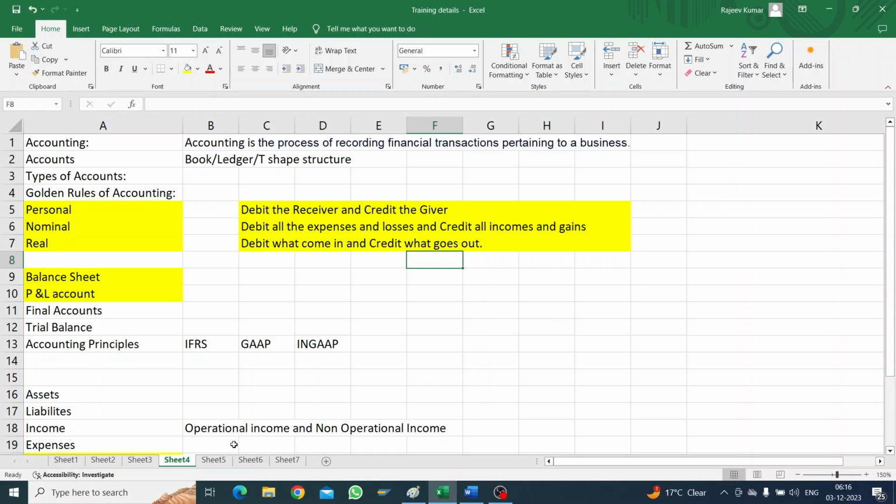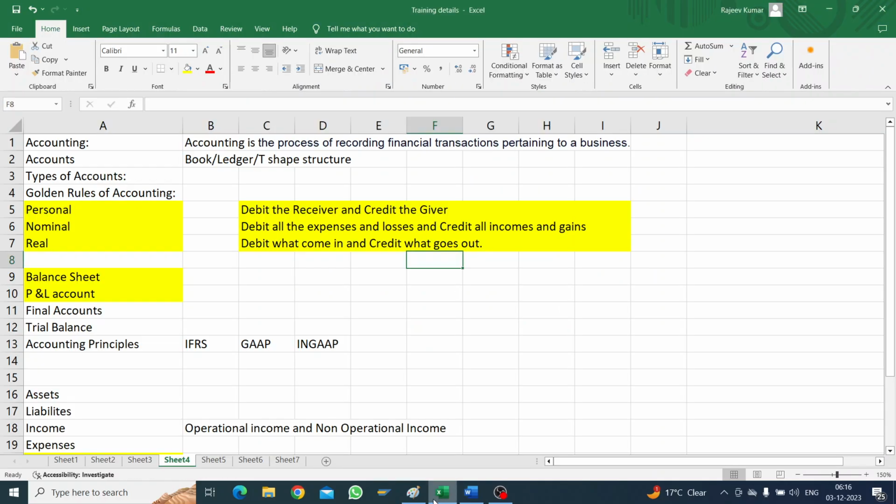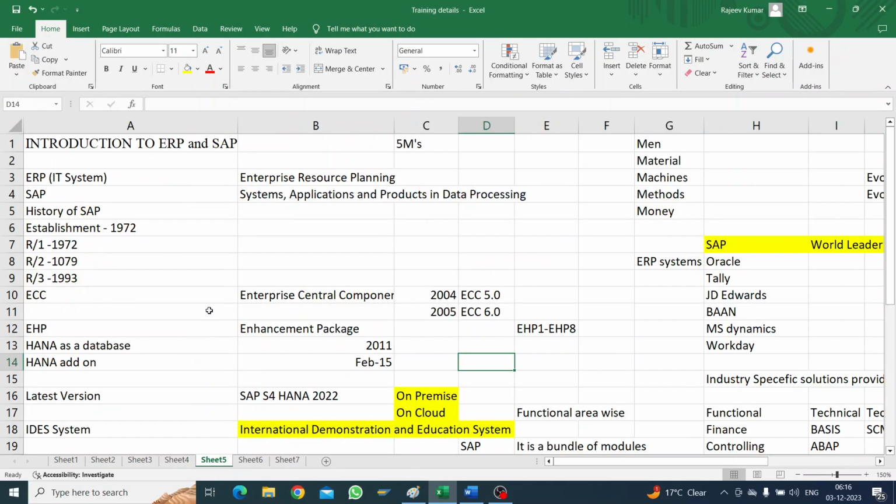Now we will get into some other topics which we have discussed initially. If you remember, we had accounting, so this part we have now covered. Now we will be getting into an introduction to ERP and SAP in particular. Okay, let's go there. So ERP, what is the full form of ERP? ERP full form is enterprise resource planning. Now you will ask, what are all the resources of a company?